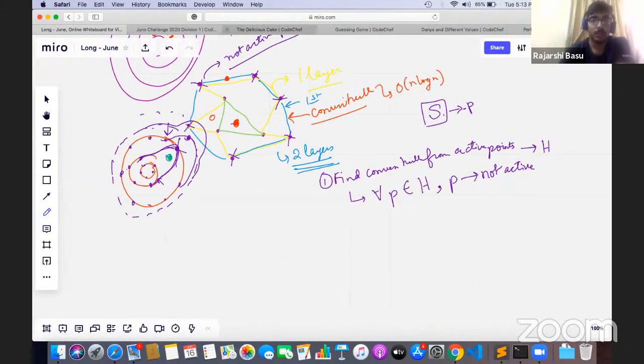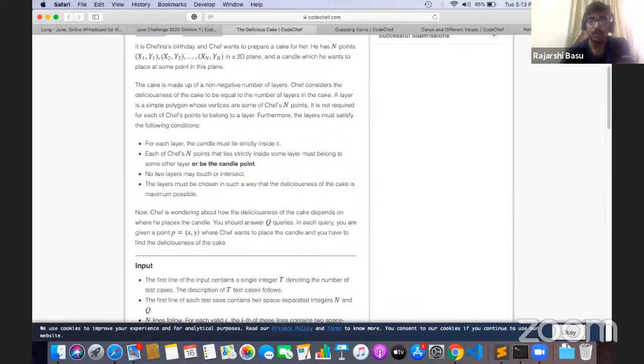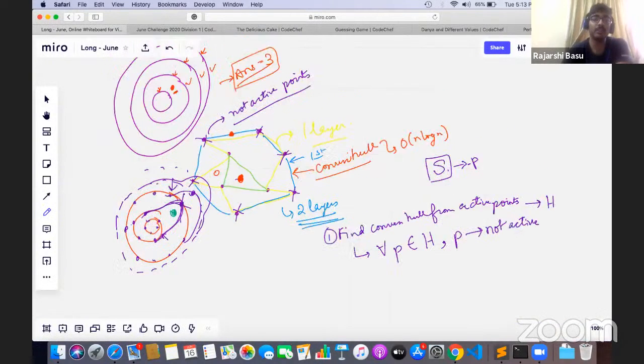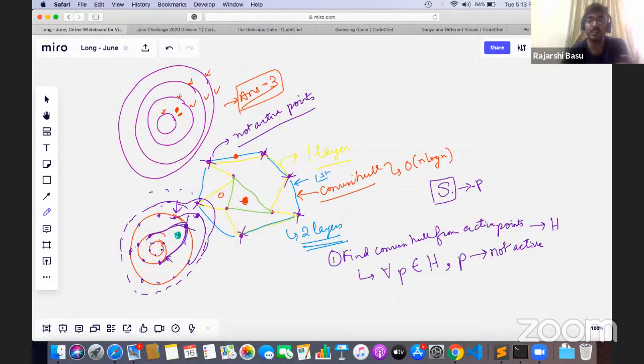Now, what about, okay, so there's a question: no two layers may touch or intersect. Basically, your convex hull should be like these concentric circles kind of a thing. Your layers cannot be something like this. This is an invalid layer. This is not possible. That's all what it means.